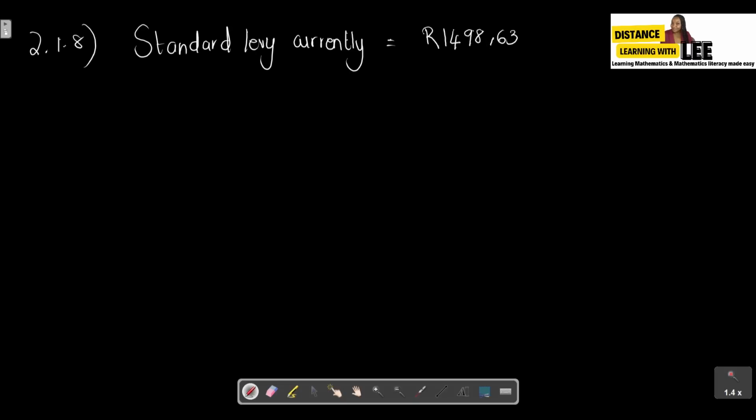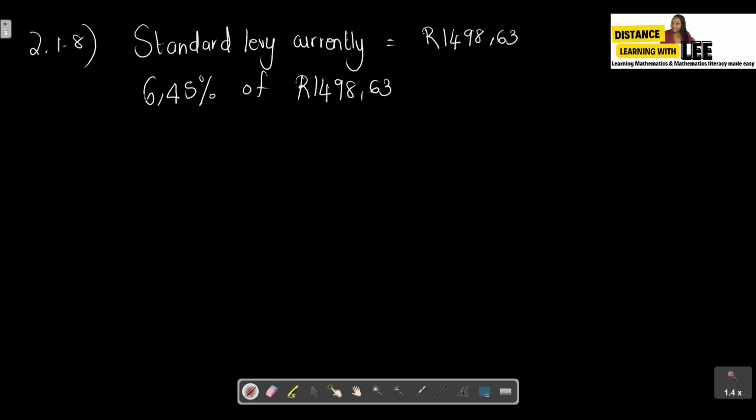Okay, so we want to find out what the percentage increase would be if we are told that it increased by 6.45%, right? So first thing is, what is 6.45% of 1,498.63? How much are we increasing by, right?